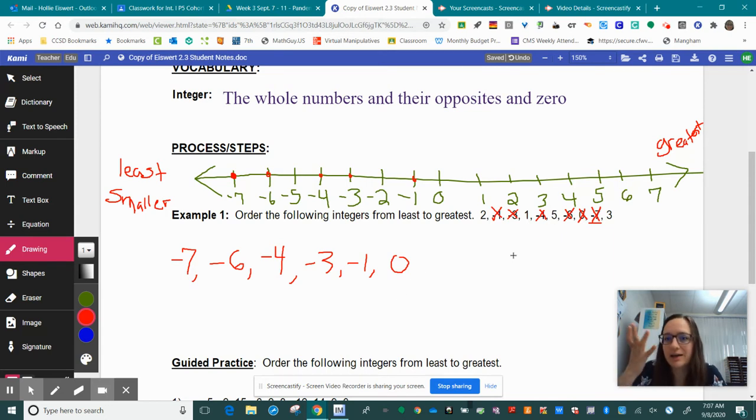5, don't forget the 5. See, I almost forgot it, so make sure you're taking your time. You're going in order, okay, so we had our 0, we have 1 in there. We have 2 in there. We have 3.